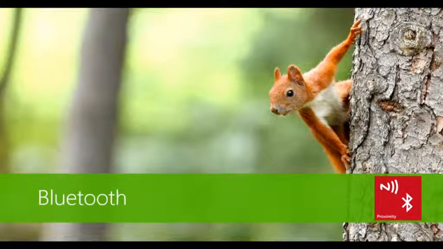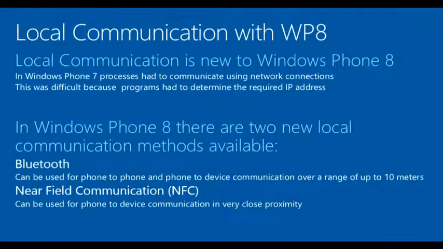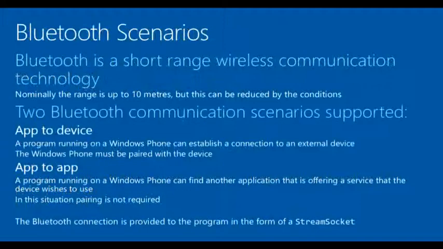Right, I'm going to wrap up now with just a quick look at a couple of things, Bluetooth and NFC. So first of all, local communication. This is brand new to Windows Phone 8. And this was, again, something we couldn't do before, but we've now got two local communication methods, Bluetooth and NFC. So Bluetooth first is for devices up to 10 meters apart, but obviously can be less in poor conditions.